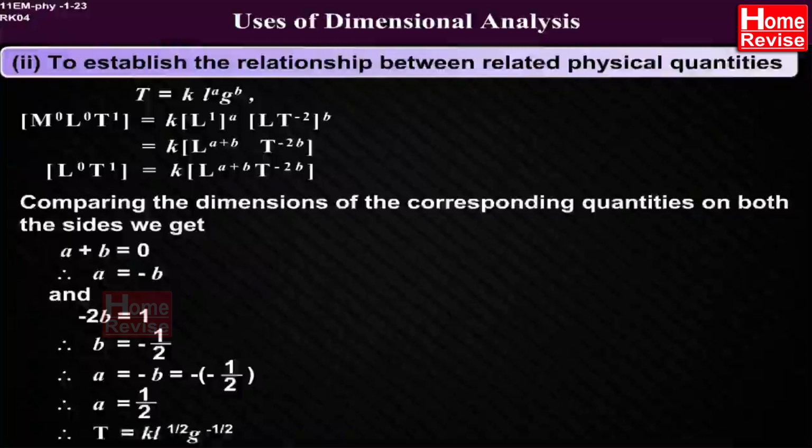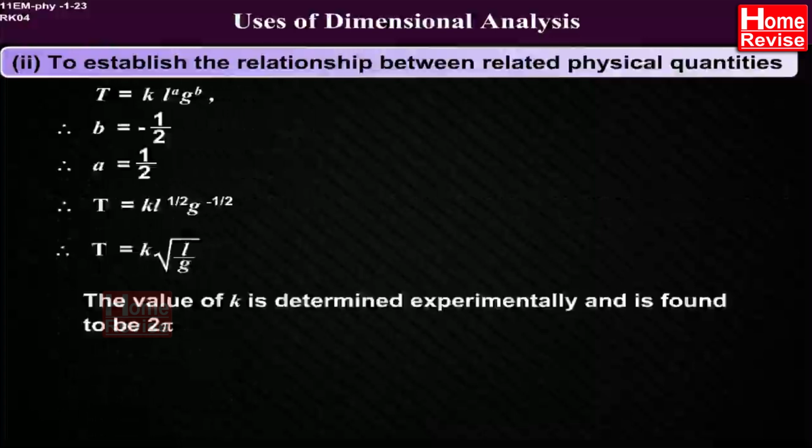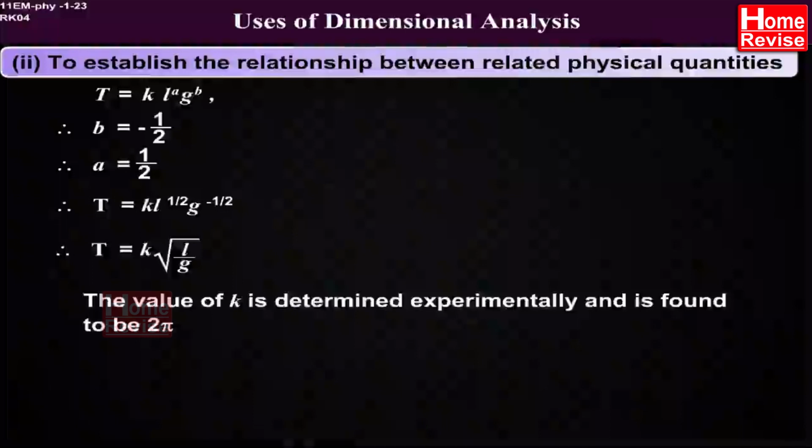Therefore, T is equal to k into L raised to half into g raised to minus half. Therefore, T is equal to k under root L upon g. The value of k is determined experimentally and is found to be 2 pi. Therefore, T is equal to 2 pi under root L upon g.